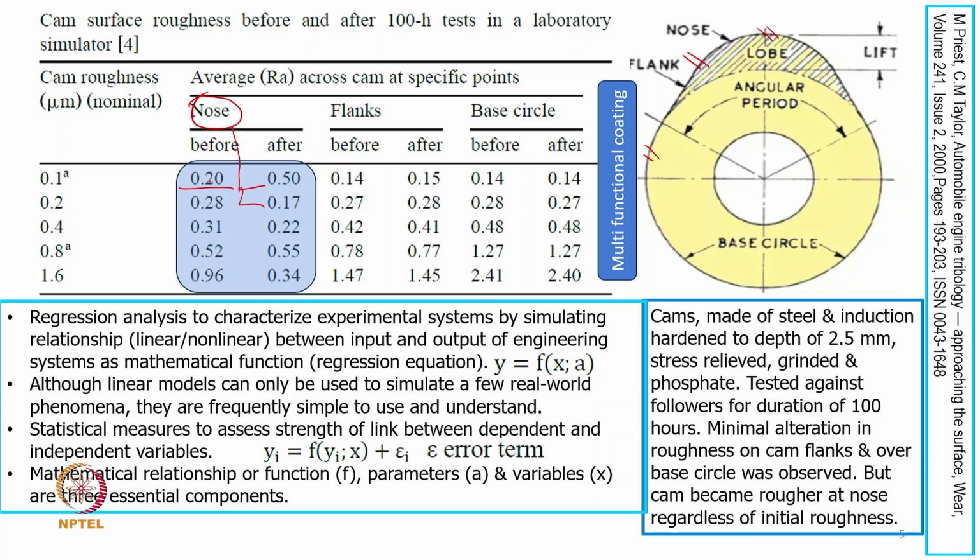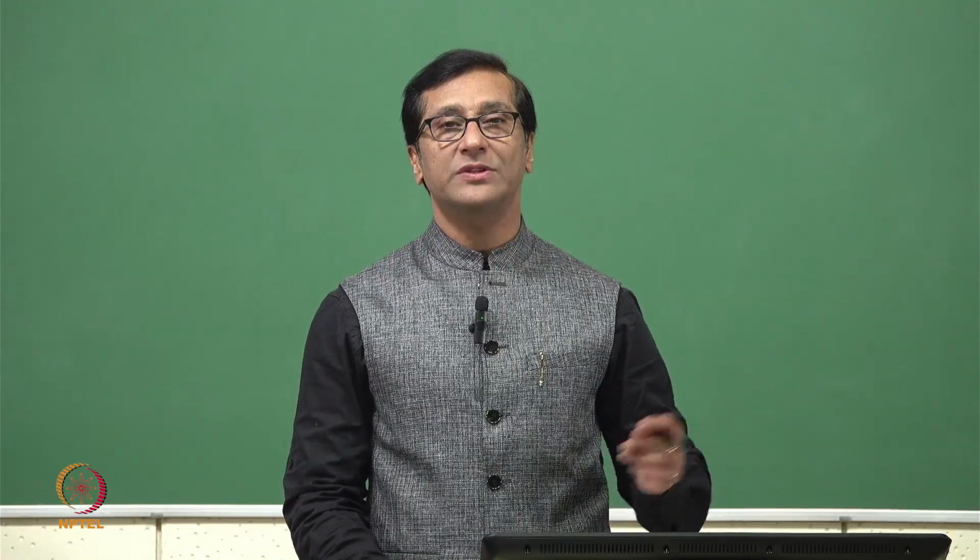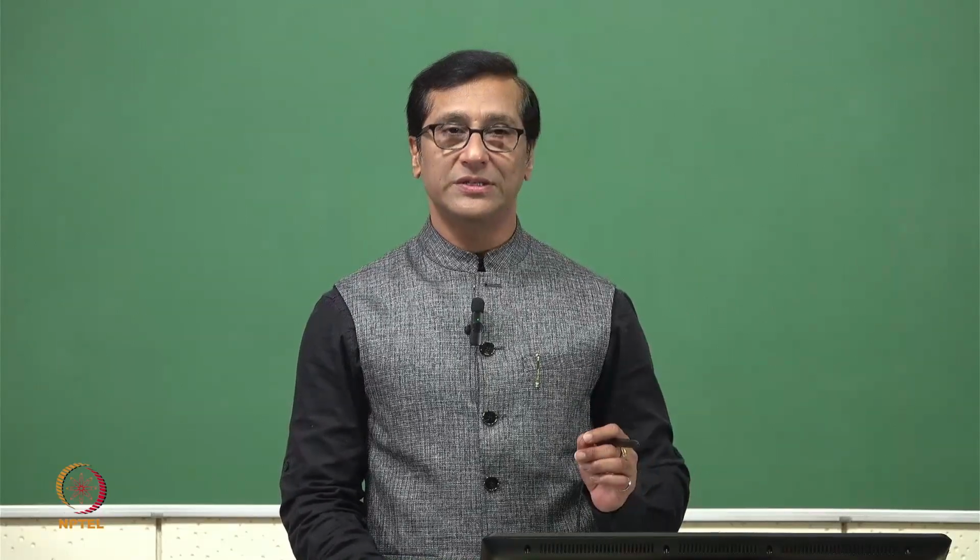So the initial Ra value of 0.2 micron becomes 0.5 after 100 operations. 0.31 becomes 0.22, which is improved; 0.28 becomes 0.17, improved; while 0.252 has changed, and 0.96 has changed to 0.34. So here the initial surface roughness is not really mattering a lot. Conditions are changing, sometimes increasing, sometimes decreasing. That's why we say we don't have any firm theory which can give all the good results.